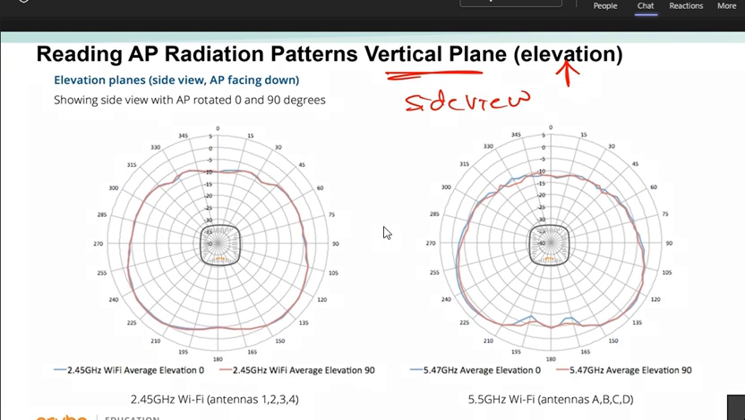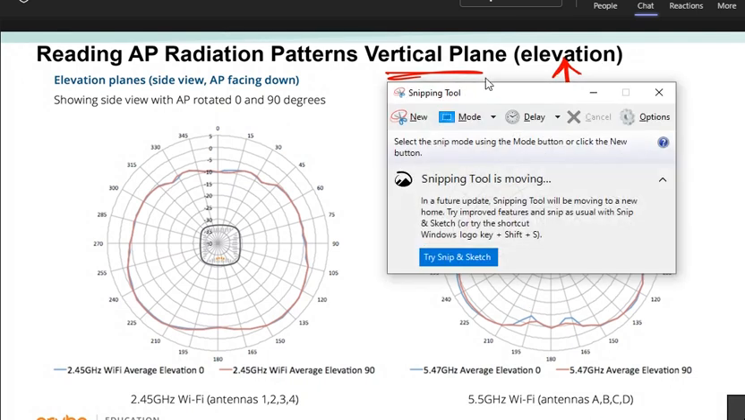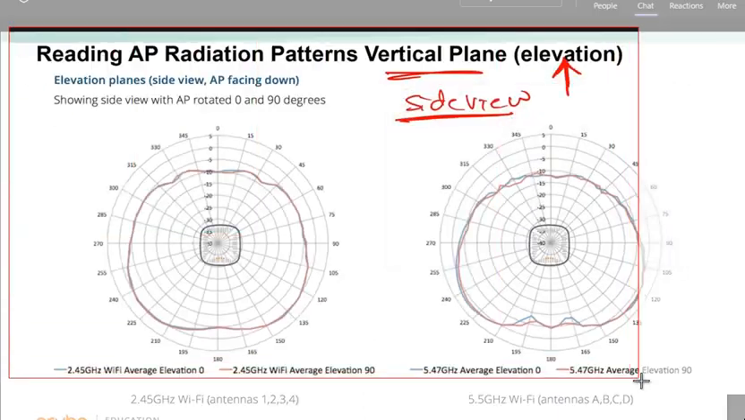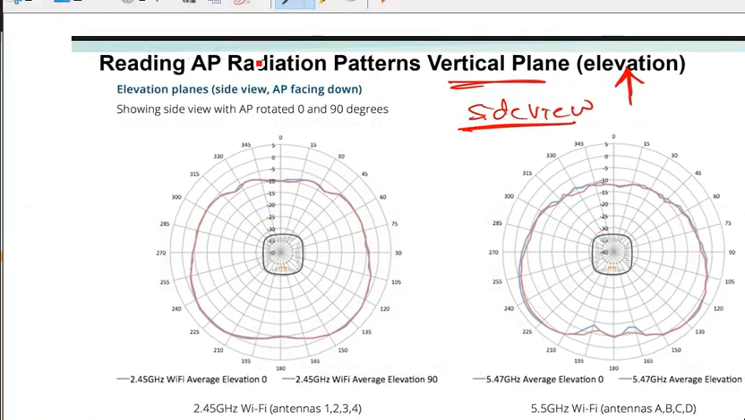But that is not important for now. The most important thing from the exam perspective is that you will definitely be asked, what is the AP radiation pattern of your vertical plane also called? It's also called elevation, side.